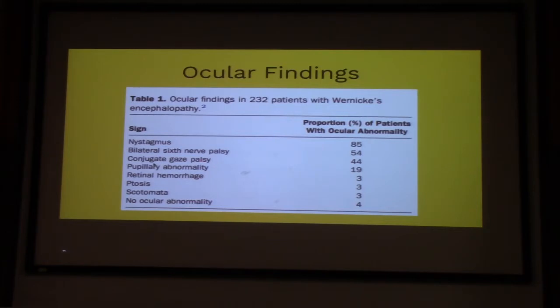So look for the nystagmus. That's what we're looking for in the ED. Also the ptosis, and scotomata that they might report. That's something that we need to be looking out for. And also, remember, with no ocular abnormalities, we can still have Wernicke's encephalopathy.